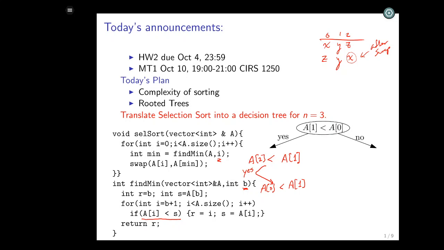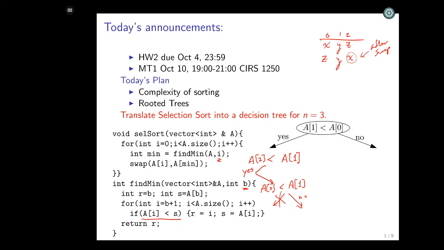Do I know the outcome of that comparison before doing it? I do, because I'm in the branch that says A1 is less than A0. So what is the only possible outcome of this comparison? No. We know that no is the answer. This cannot be the answer, because we're in a branch that's already done that comparison. That's kind of wasteful. Does that mean selection sort is wrong? No, it doesn't mean it's wrong, but it means it's doing a comparison when it doesn't need to.